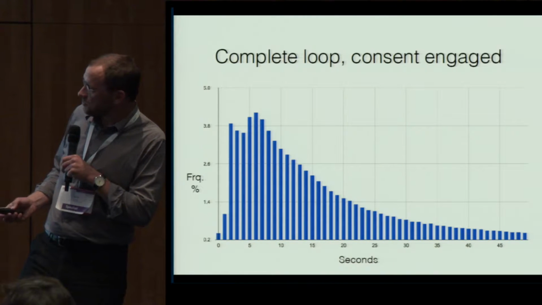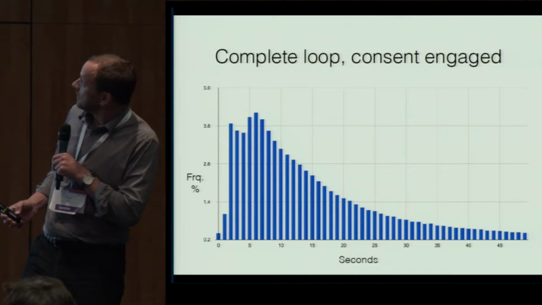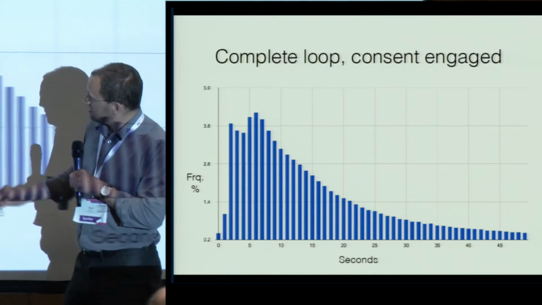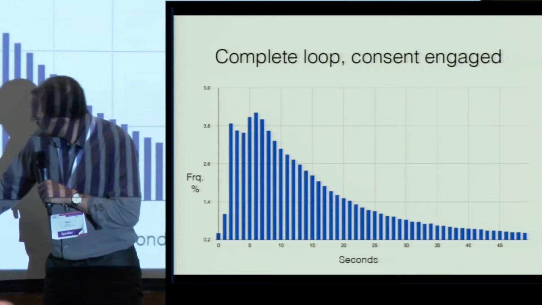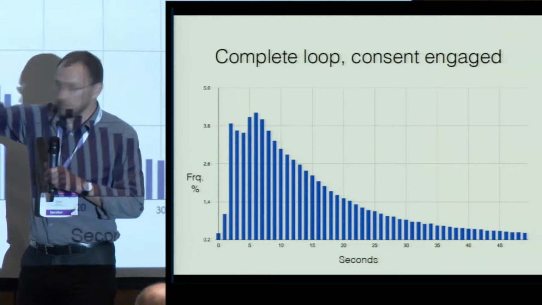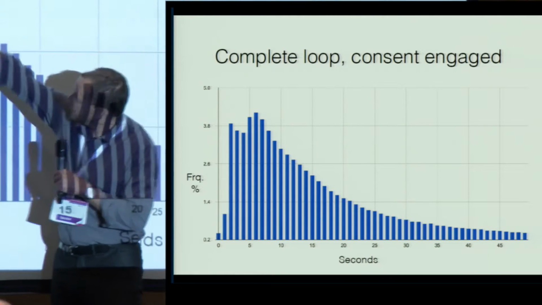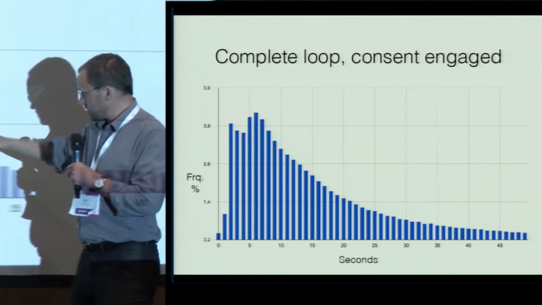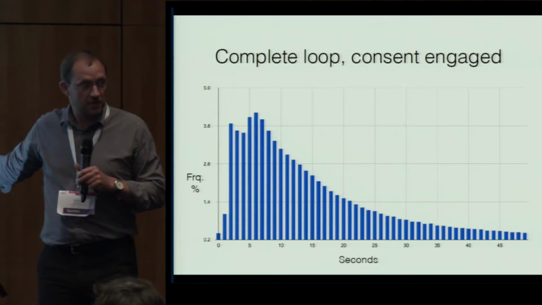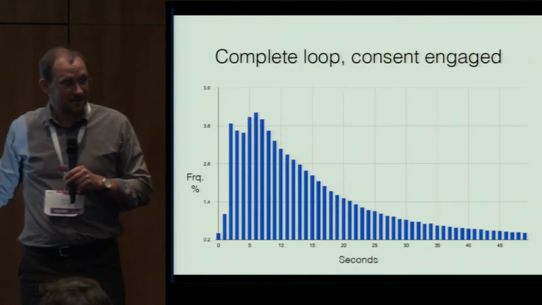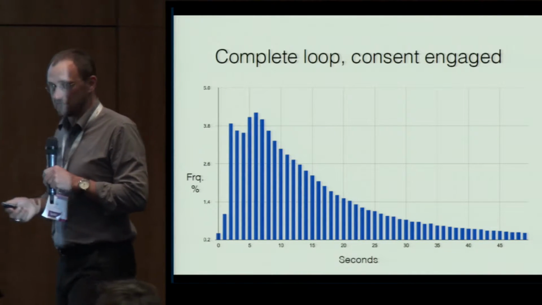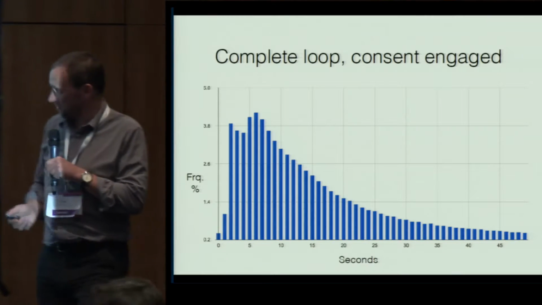So this is the distribution for the complete loop with consent engaged. And you can see down here around 2 seconds, 3 seconds, there's a remarkable difference between 1 second and the rest. And then it tails off here. So we even have people who spend as much as almost a minute looking at this. And it's not much text. I mean, you get used to it and you look at the purpose and it's just 160 characters. So it might not be that hard, in fact.